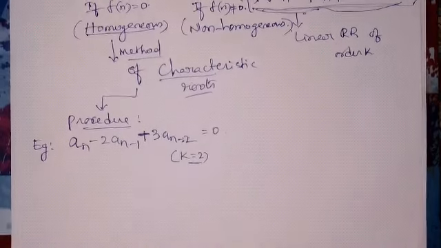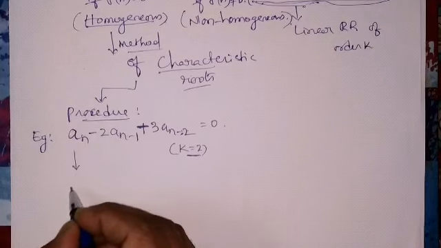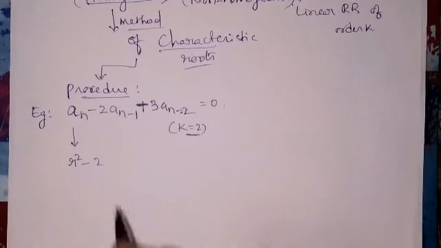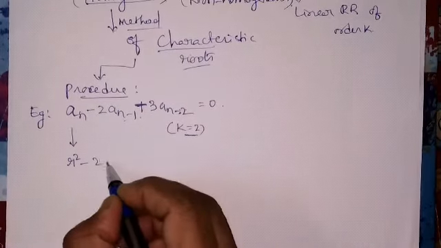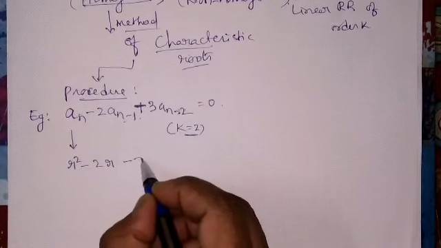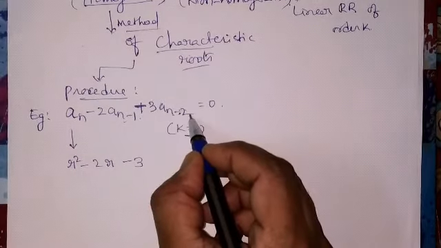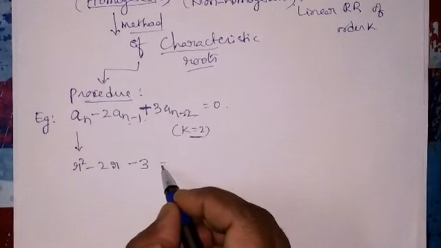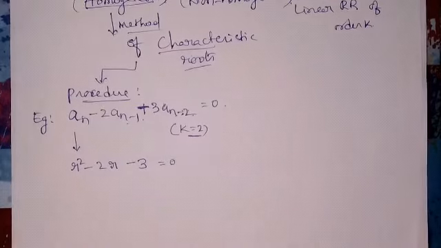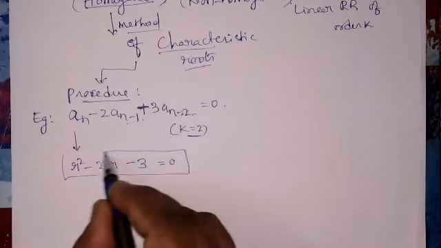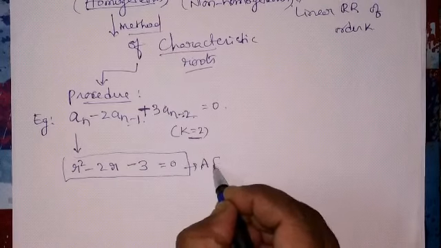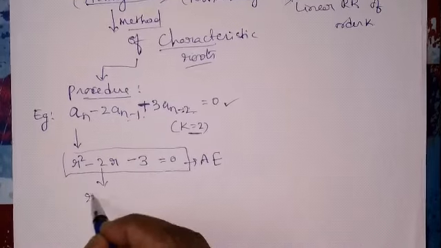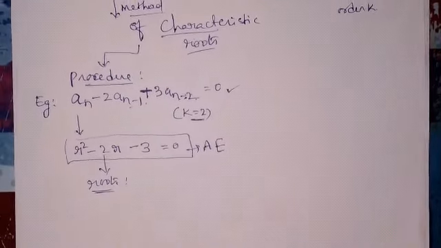Because the order of the relation is 2, we replace a_n with r power 2, minus 2 times, we replace a_(n-1) with r power 1, minus 3 times, we replace a_(n-2) with r power 0, meaning 1. The equal to 0 should be written as usual in the given problem. So this is the equation called the auxiliary equation for the given relation. Now we find the roots of this auxiliary equation, we solve it.